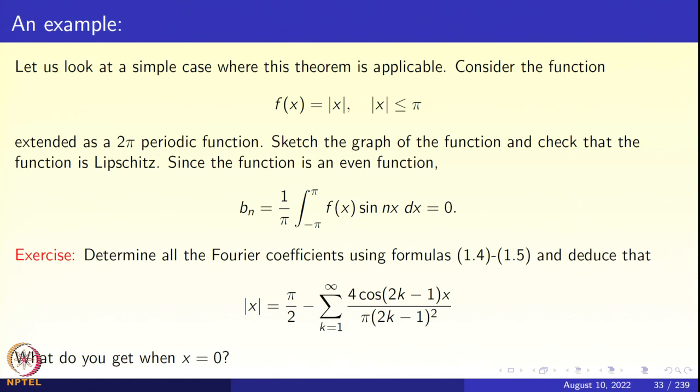As an exercise, determine 1 plus 1 upon 2 squared plus 1 upon 3 squared plus 1 upon 4 squared plus and so on. You're supposed to get pi squared by 6. Do this as an exercise now.